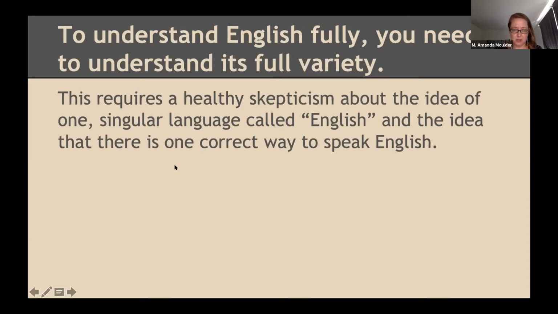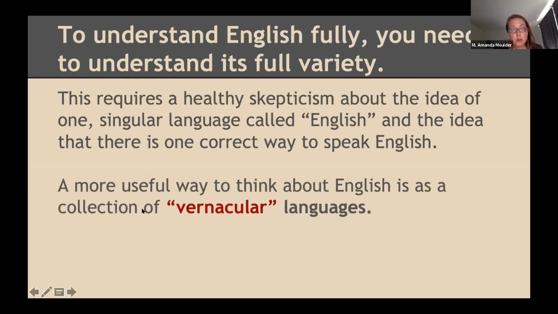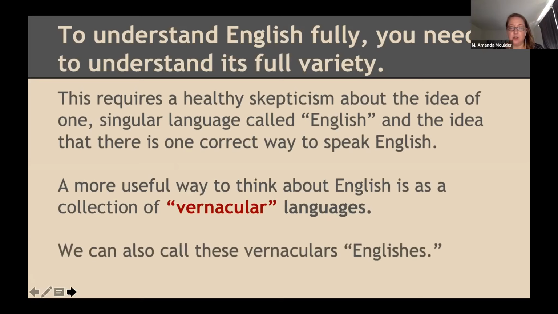Sorry, it keeps bringing me off of my slides. A more useful way to think about English is as a collection of vernacular languages. And we can also call these vernaculars Englishes. I know that kind of sounds like it's grammatically incorrect. Some of you have probably never heard Englishes before, but it's a grammatically productive word. It allows us to make a distinction that we couldn't make otherwise, and that's something that's really important about language.